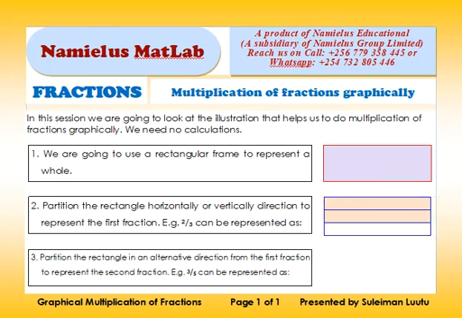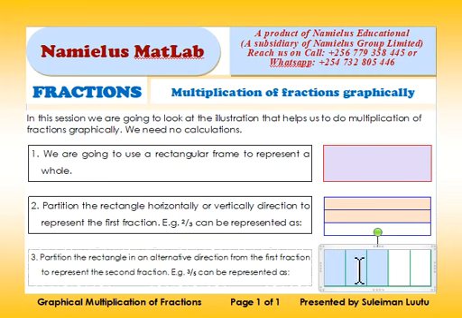Then partition the rectangle in an alternative direction from the first fraction. So if the first fraction is horizontal, then we partition the second fraction vertically, because this was horizontal, this one comes vertical. This is the 3 out of 5. That is how we represent it. I guess you all know this.